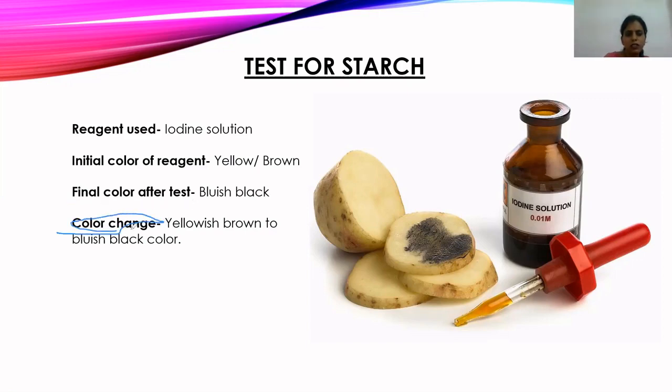So you have to mention the change. What is the change in the color? Whenever we talk about change, you have to mention both the ends, the initial color as well as the final color. So the initial color is yellowish brown and the final color is bluish black. So for the test for starch, the color changes from yellowish brown to bluish black. I hope I've made it clear to you.